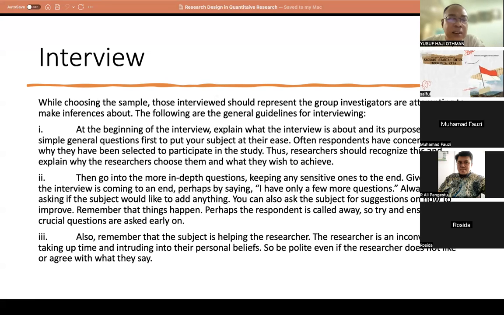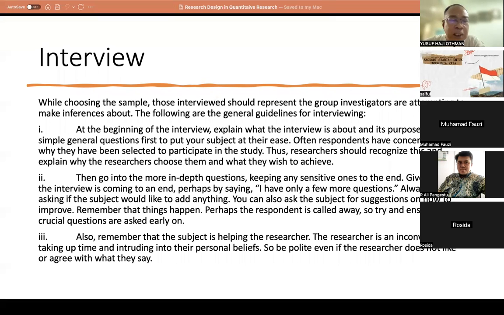Give flags that the interview is coming to an end. For example, we can say, I have only a few more questions. Always end by asking if the respondent would like to add anything. You can also ask the respondent for suggestions on how to improve. Remember that things happen. Perhaps the respondent is called away. So try to ensure the crucial questions are asked early on.